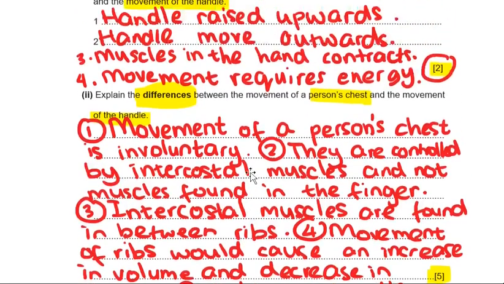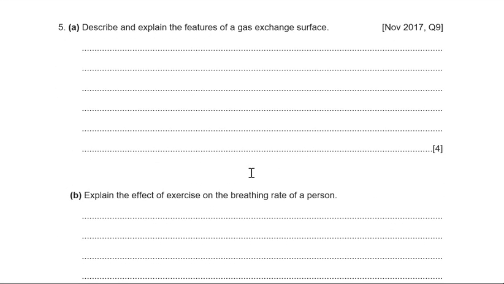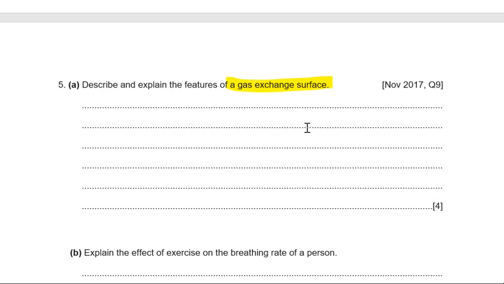Okay, so that is the end for that question. Now let's move on to question number 5, which is describe and explain the features of a gas exchange surface. This is actually one of our learning objectives that we did in our previous lesson videos.